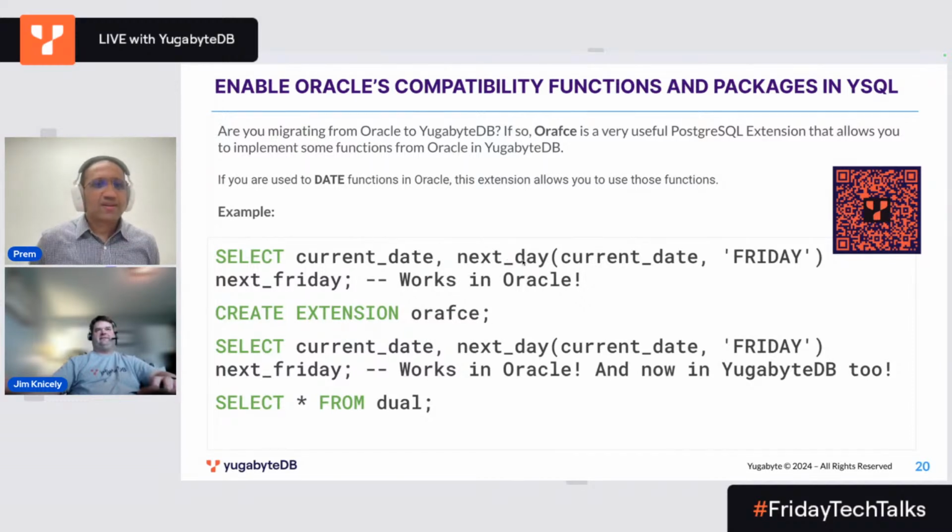One of my favorites is called next_day. What that means is you can give it a date and it'll give you the next Friday, for instance, right? So I'm always looking forward to Friday, so I'm running this query all the time. This will actually work when I install the extension. Here it's going to fail.